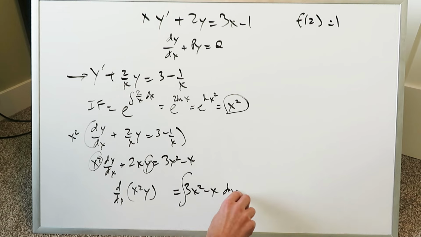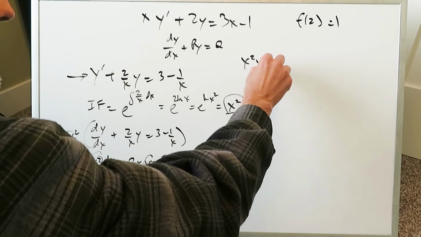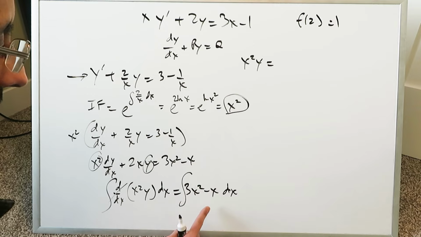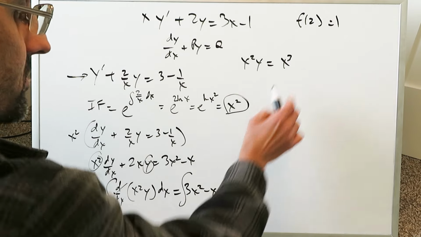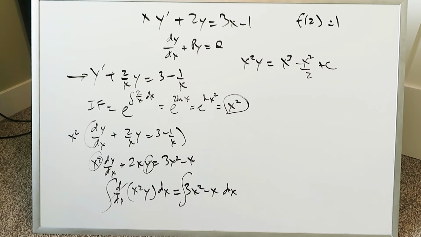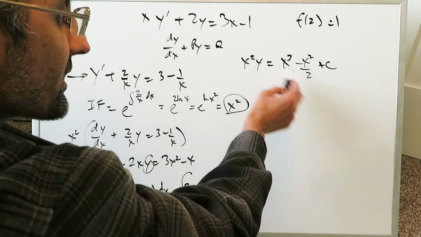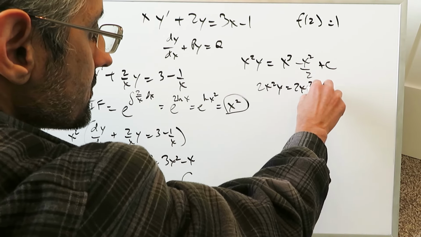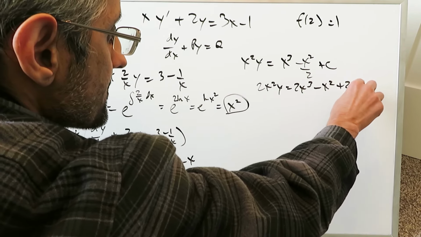You're doing the integral now of both of these sides. These will cancel out, so you're really looking at just x squared y is equal to the antiderivative of this, which is 3x cubed over 3, which is just x cubed, minus x squared over 2 plus c. You can eliminate that denominator 2 by multiplying everything by it. You'll have 2x squared y is equal to 2x cubed minus x squared plus 2c.